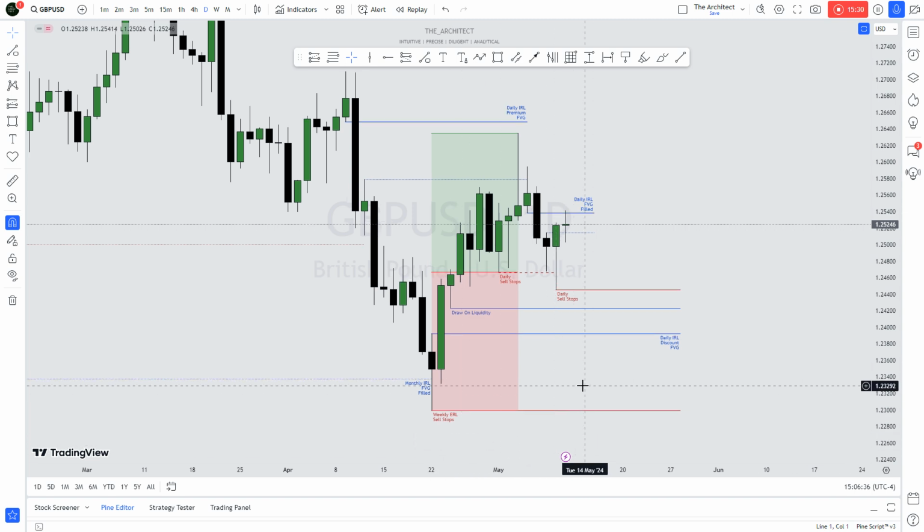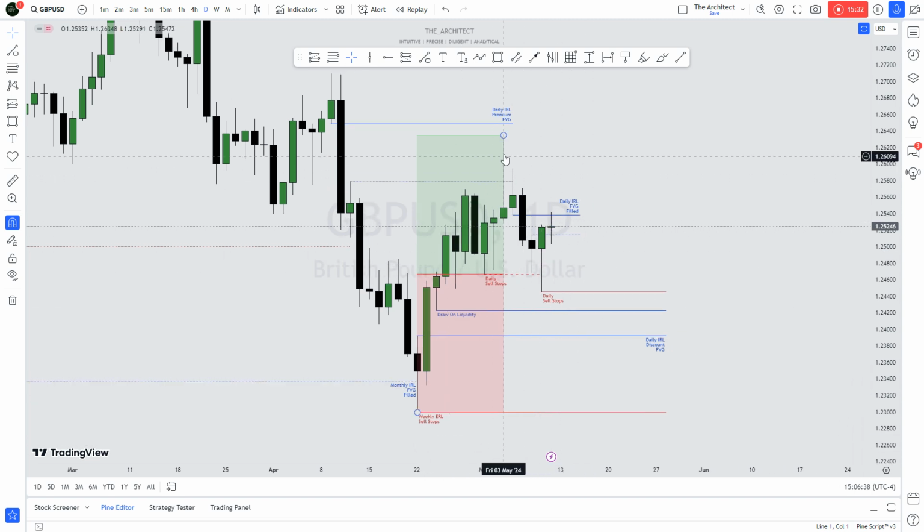But of course, that's more long term. So of course, after reacting to that premium fair value gap, we got a market structure shift over here. We see daily sell stops get taken. That is considered external range liquidity. We then want to see price draw towards internal range liquidity, being this daily fair value gap.